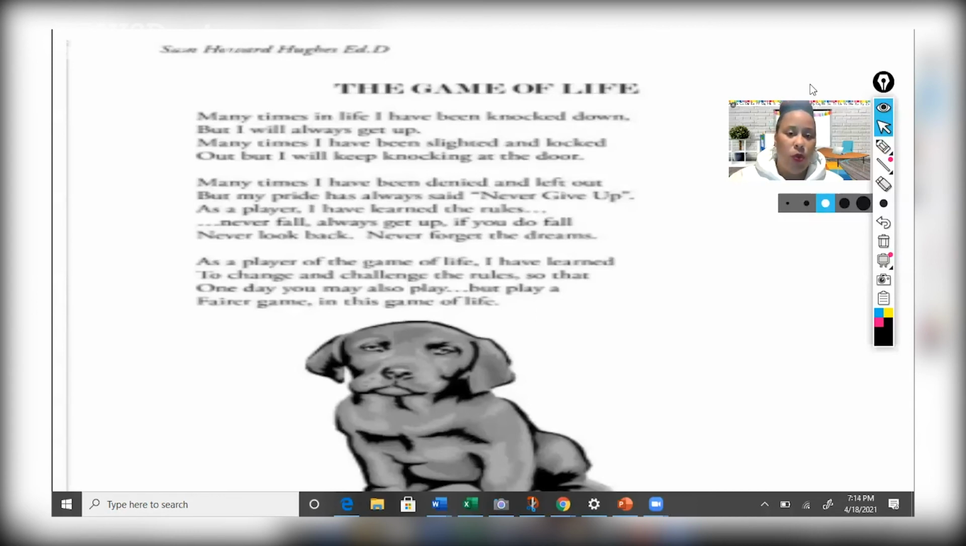Let's read this poem one more time. The game of life. Many times in life, I have been knocked down, but I always get up. Many times I have been slighted and locked out, but I will keep knocking at the door. Many times I have been denied and left out, but my pride has always said, never give up.